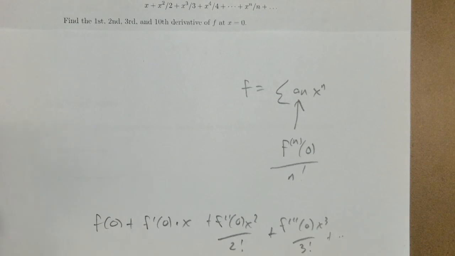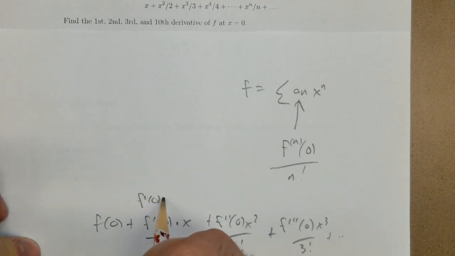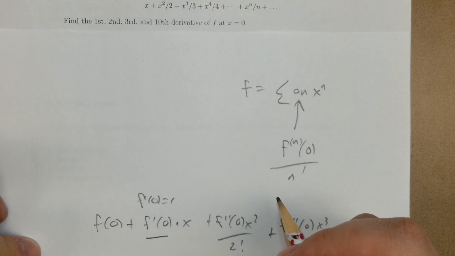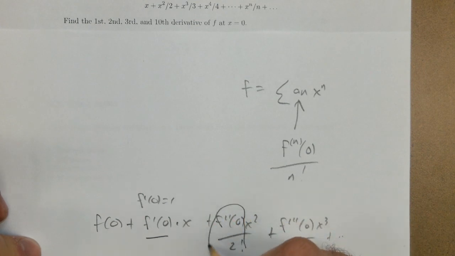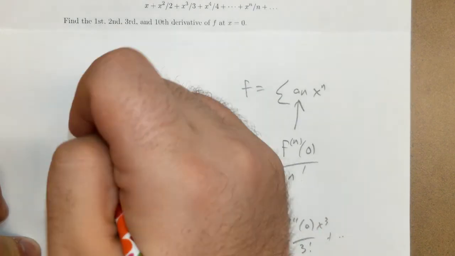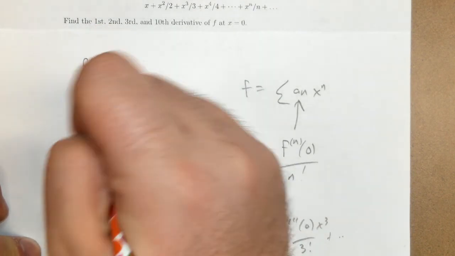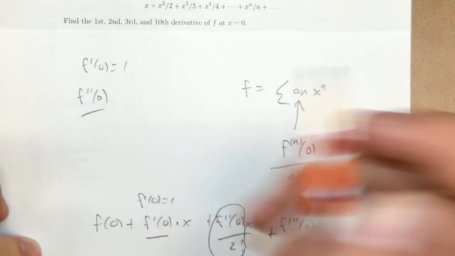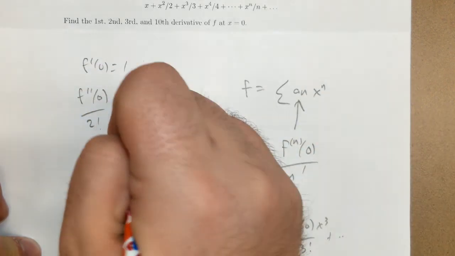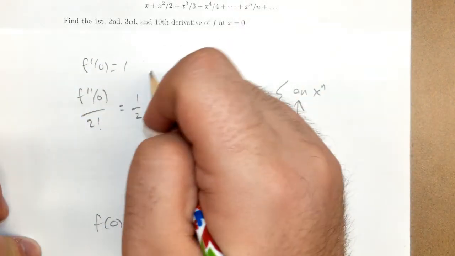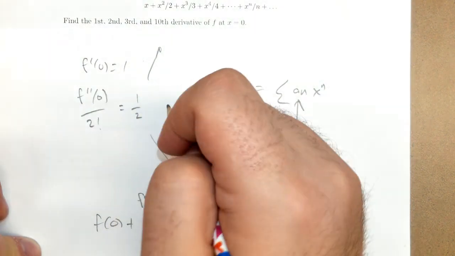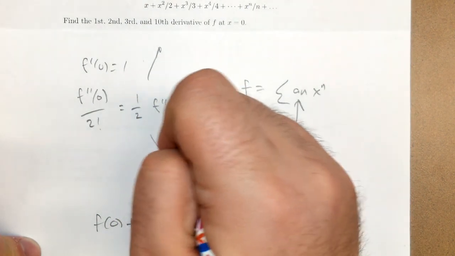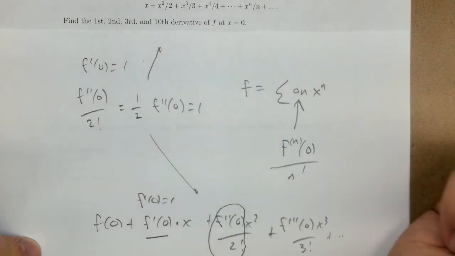Well, the first derivative has to be the coefficient of x, which is 1. So for this problem, f prime of 0 equals 1. Now, the second derivative, the coefficients of x squared have to match up. The second derivative over 2 factorial, which is 2, is supposed to equal 1/2, right? Because these are supposed to match. So f double prime of 0 should be 1.